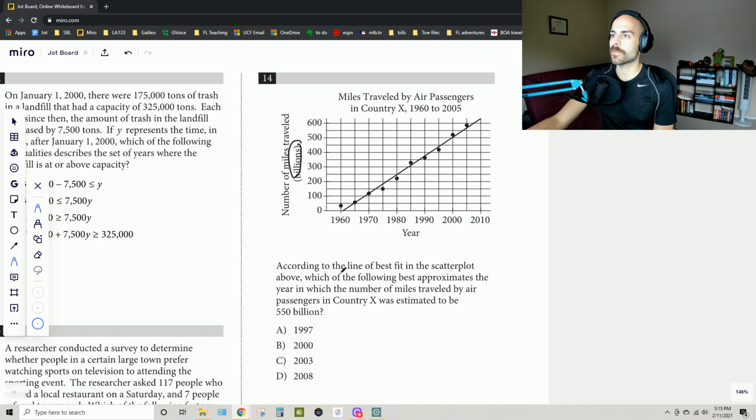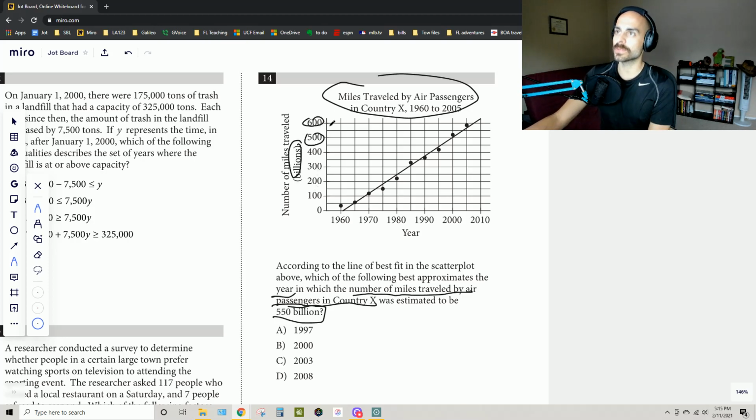According to the line of best fit in the scatter plot above, which of the following best approximates the year in which the number of miles traveled by air passengers in country X, and that's this whole thing here, was estimated to be 550 billion. So we look at 500, we look at 600 here because this is what they're talking about for billions, for miles traveled. And we see that halfway through there must be the 50 mark. And we go all the way there to the line itself. And we drop it down here.